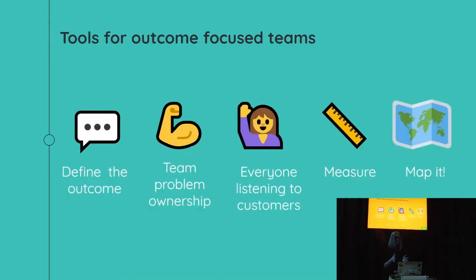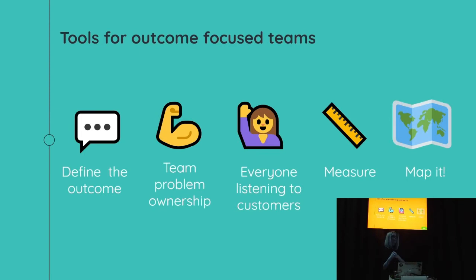So, 5 tools to think about to help you become a more outcome-focused team. First of all, tool number 1, define the outcome. Tool number 2, the team needs to own the problems. And in order to really own your problems, you need to understand your problems. And in order to understand your problems, you need to have those face-to-face experiences. So make sure you're making time for that.